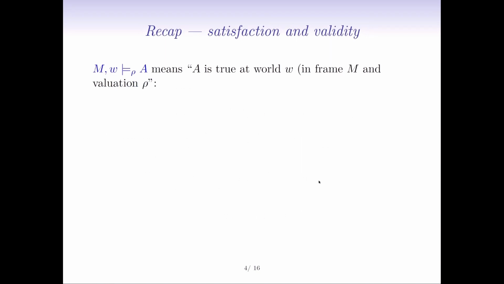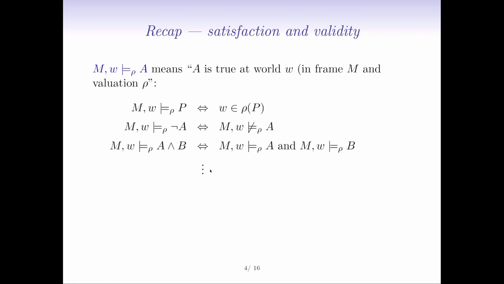Now, just to make that a bit more concrete, we then have this satisfaction relation. Suppose we've picked a frame M and a valuation rho. Then this notation here means that the formula A is true at the world W in the frame M and under the valuation rho. Again, the satisfaction relation is given inductively. The proposition letter P is true at W just in case W is a member of the set of worlds obtained by applying the valuation rho to the letter P. So P is true at W if and only if W is in the valuation of P.